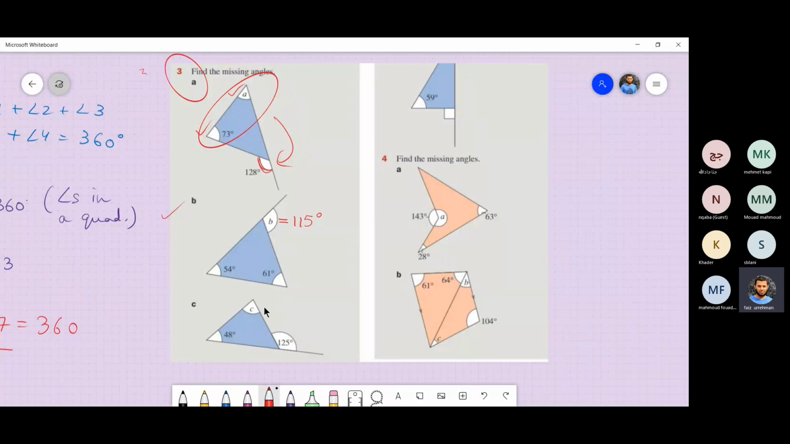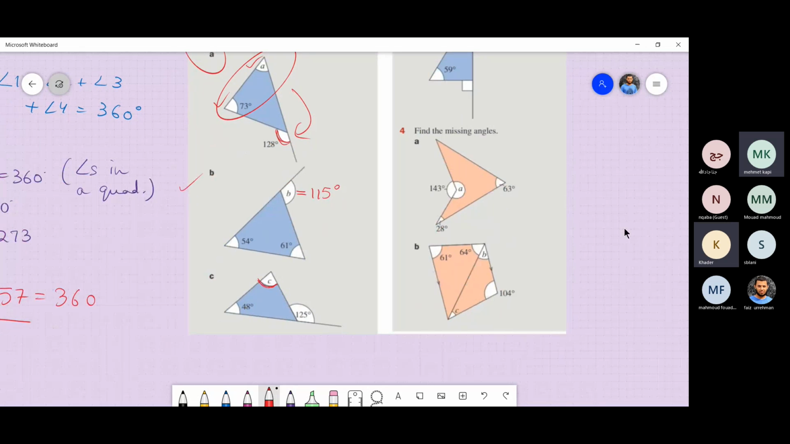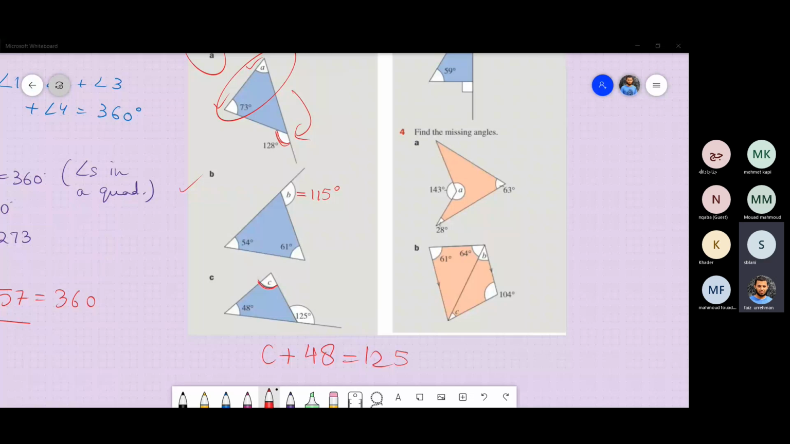Question number C, how can we do it? Can we find this angle C? Yes, by the exterior angle property. So what will be the equation? 125 equals C plus 48. Yes, correct. Subhi and Khidr both are correct. C plus 48 should give me 125 and then we will subtract them. We will get the answer. So this concept is also the exterior angle property. Subhi, now it's clear? Yes, sir, it's now clear.